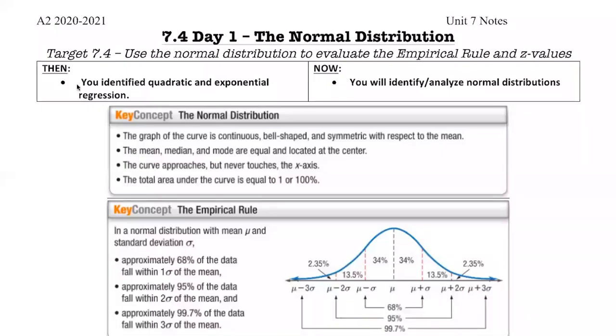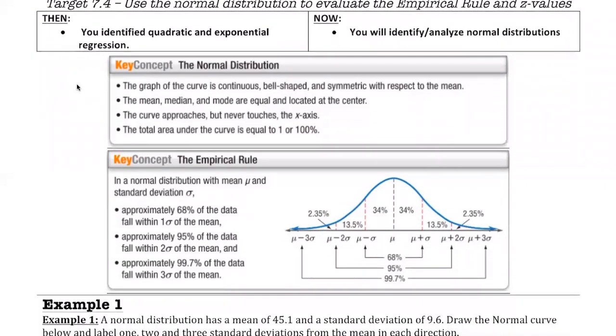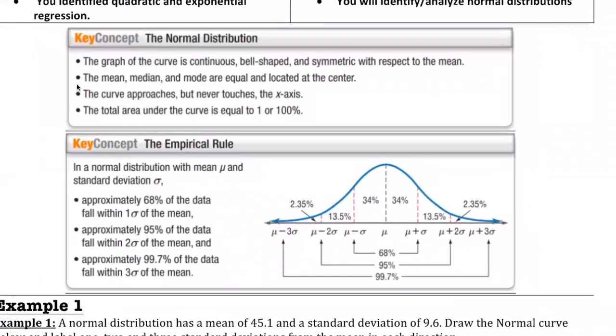Hello, everyone. Today, in 7.4, we're talking about the normal distribution. Now, the normal distribution is as described below. This is what you have probably seen. It's known as the bell curve, and it models a lot of things that we'll encounter in real life.